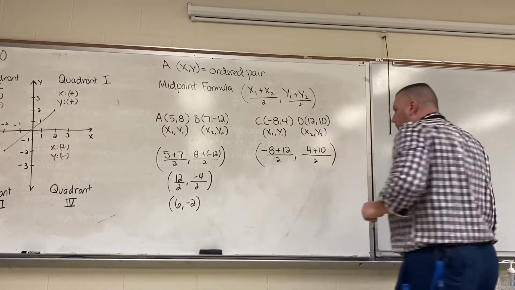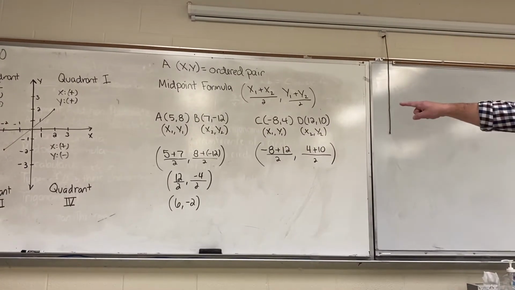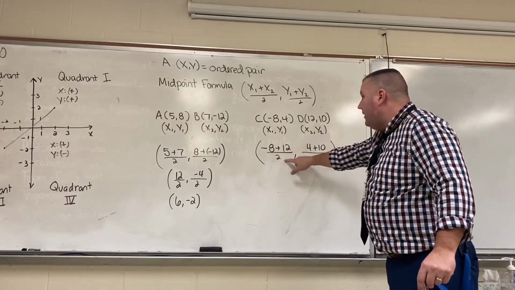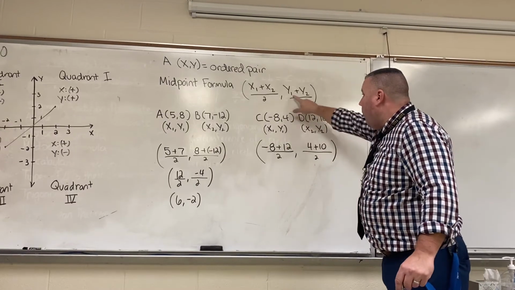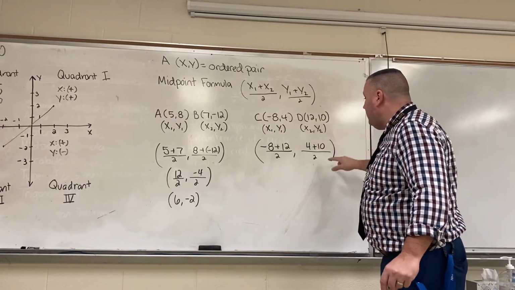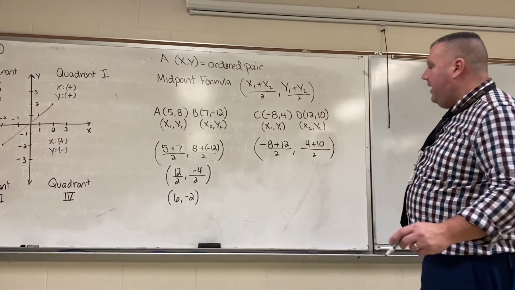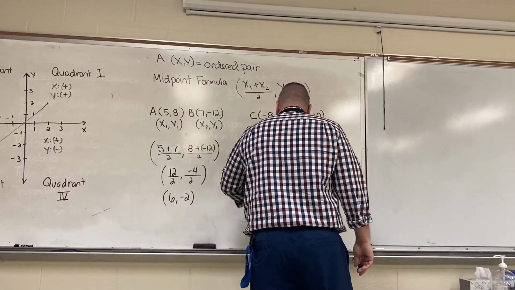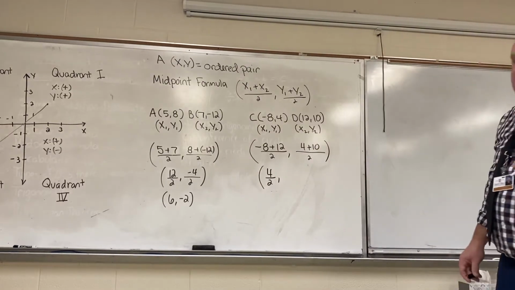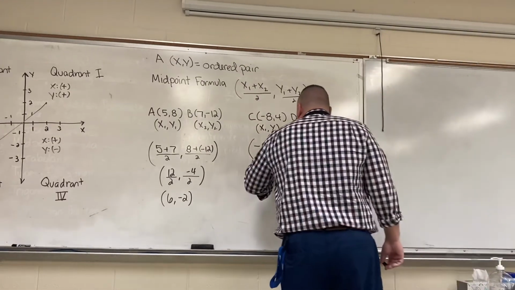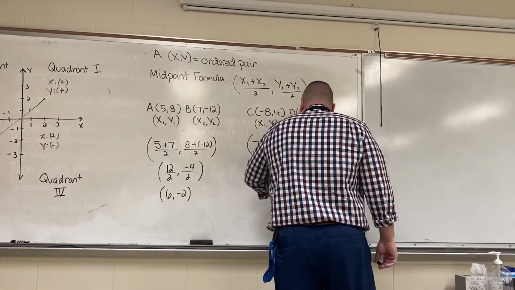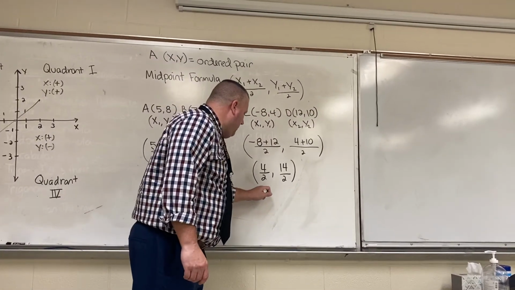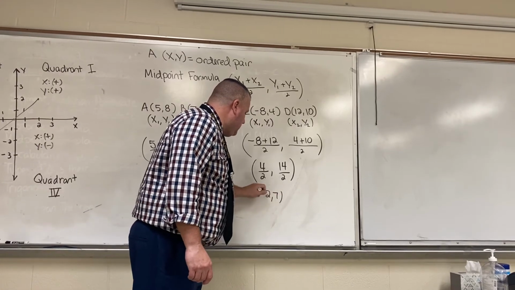Okay, x1 plus x2 divided by 2, again, that is the formula, y1 plus y2 divided by 2. So negative 8 plus 12 is 4 over 2, and you have 4 plus 10, which is 14 over 2. So if we were to go through and simplify this, the midpoint would be 2, 7.